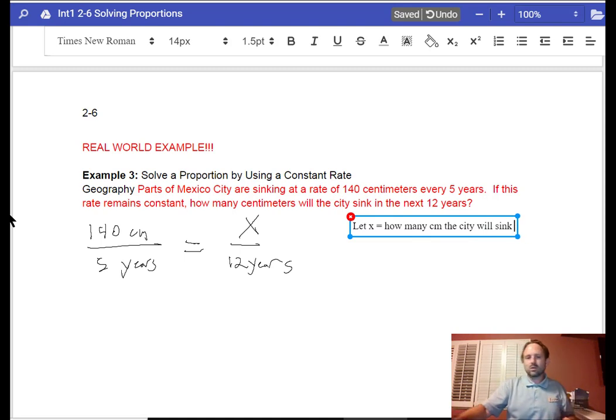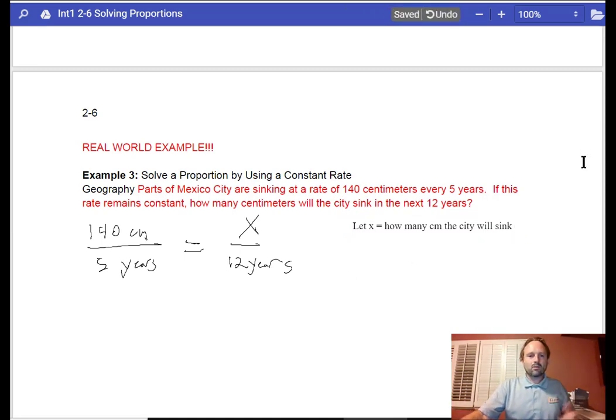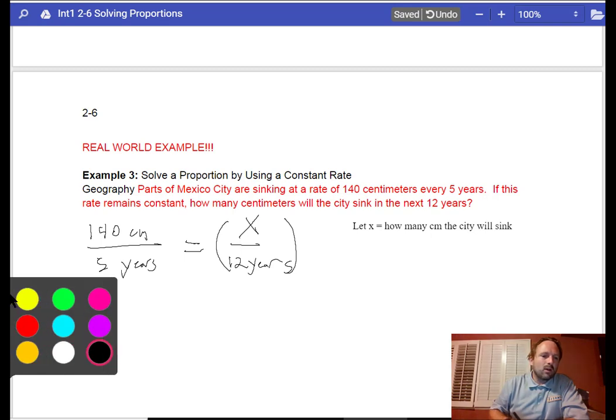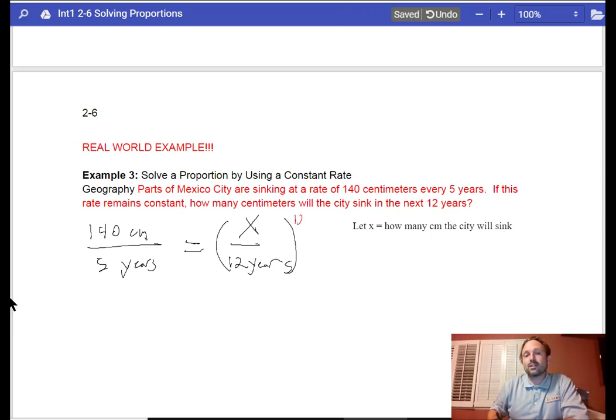Okay, so let's go on. So here's our equation, our proportion. So now we just have to solve for it. What I would do is multiply by 12 years on both sides. Mr. Schultz, aren't you going to multiply by 12? No, I'm multiplying by 12 years, and I'll show you why.